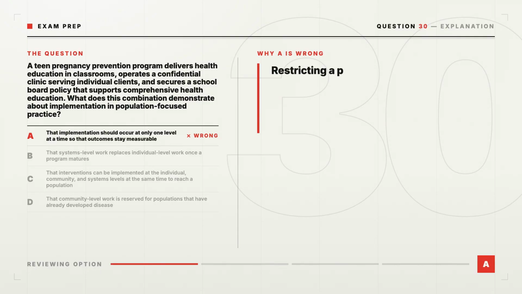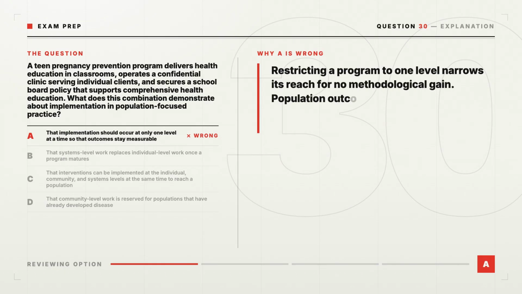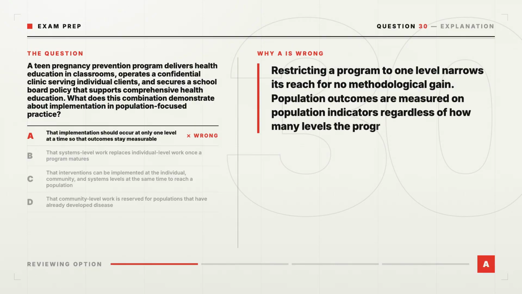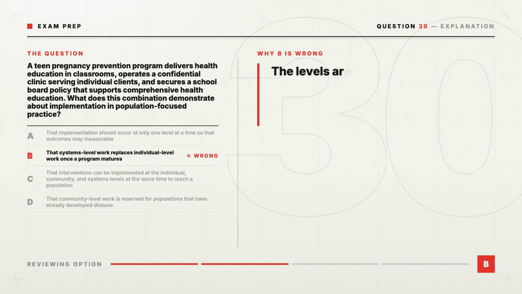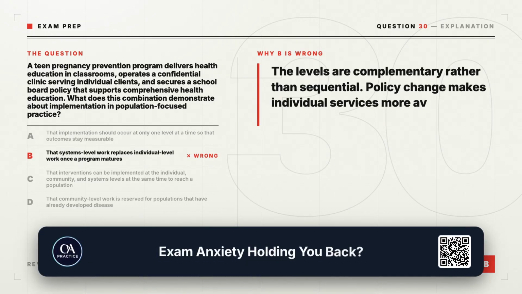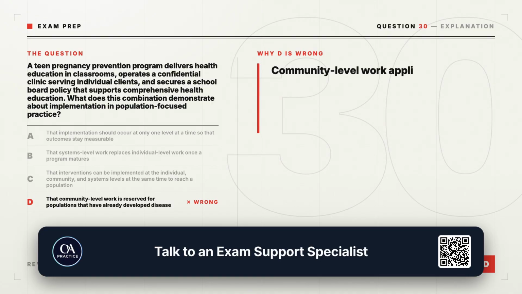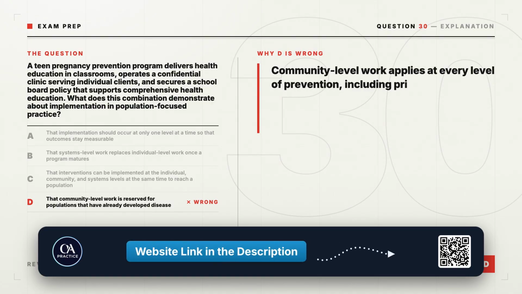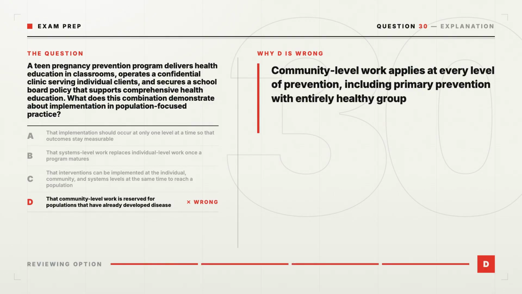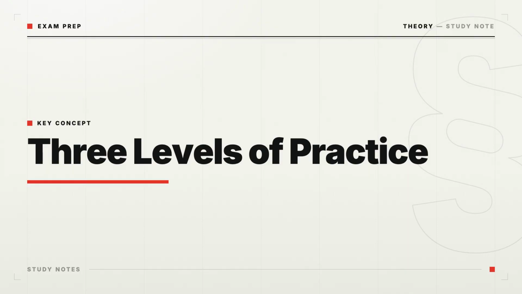A is wrong because restricting a program to one level narrows its reach for no methodological gain. Population outcomes are measured on population indicators regardless of how many levels the program operates at. B is wrong because the levels are complementary rather than sequential. Policy change makes individual services more available rather than making them unnecessary. D is wrong because community level work applies at every level of prevention, including primary prevention with entirely healthy groups. Nothing about it is limited to populations with established disease. One program can be individual, community, and system focused all at once.